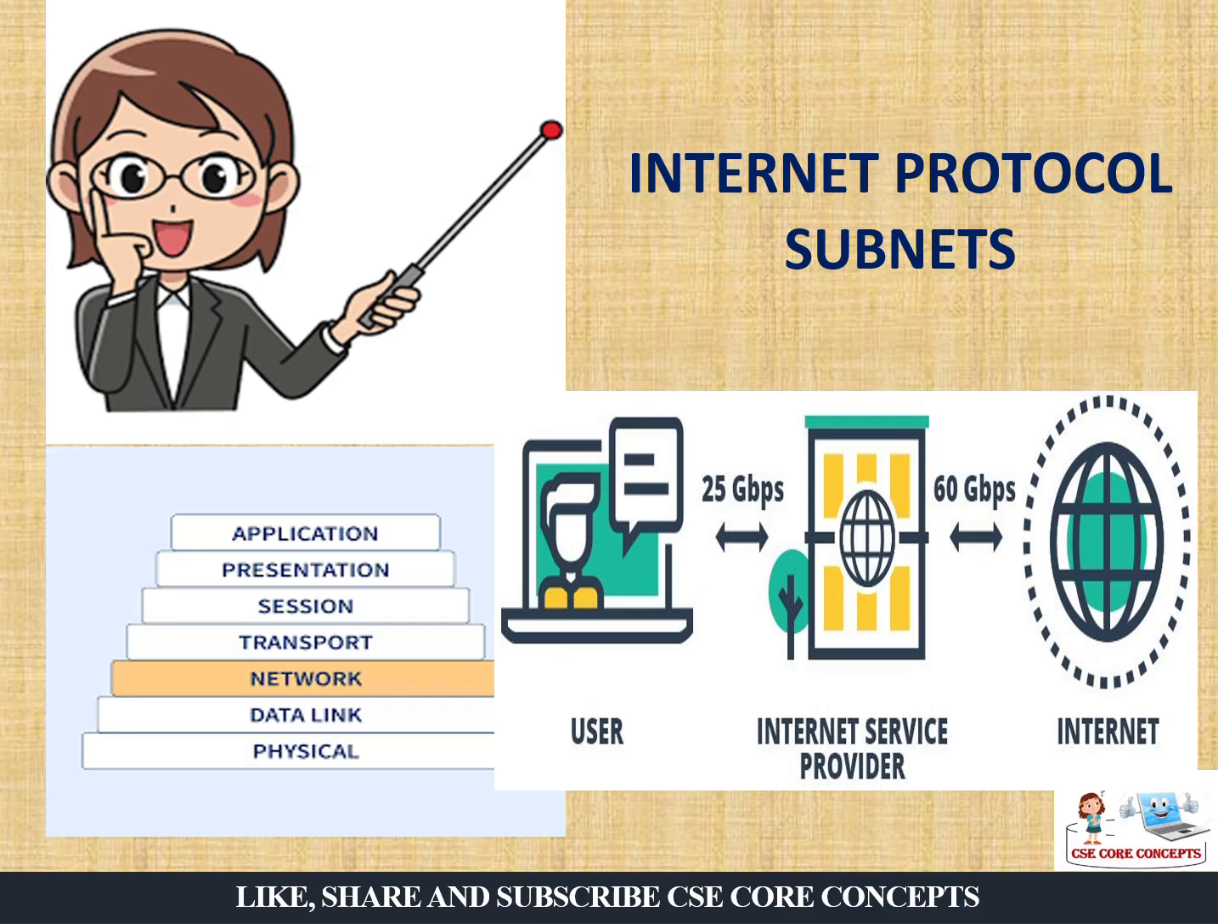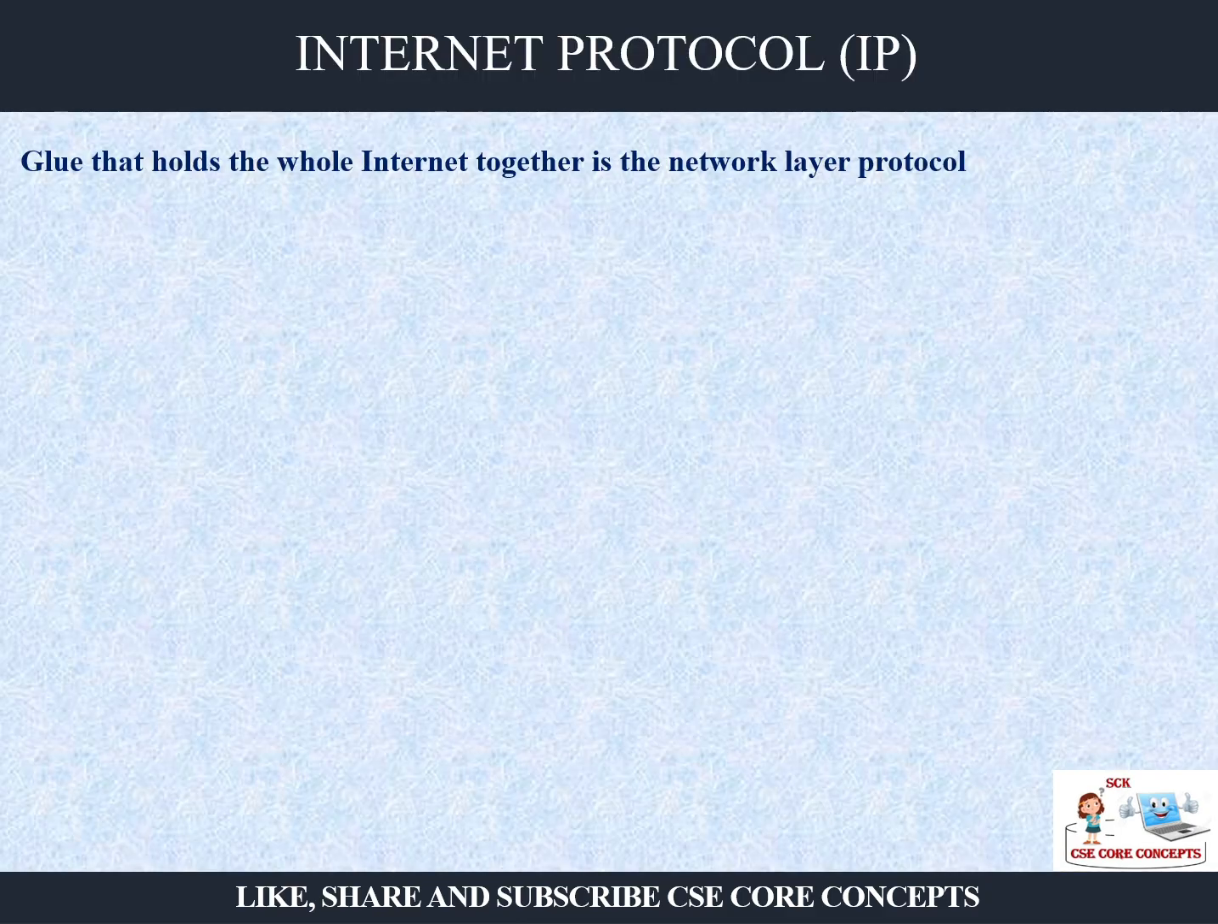In this video, we are going to discuss a very important aspect of the network layer, that is the Internet Protocol, popularly known as IP. Generally, we speak about TCP/IP, but in fact, TCP and IP are two separate protocols. The Internet Protocol IP is a protocol for the network layer, and TCP is a protocol of the transport layer. So let us see what is Internet Protocol.